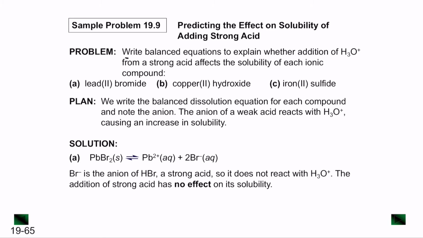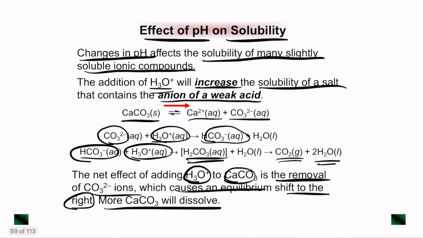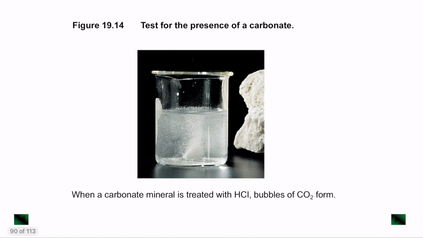So what are they asking next? Write a balanced equation to explain whether addition of H3O+ from a strong acid affects the solubility of each ionic compound. First, you have lead(II) bromide. The acid will only have an effect when the compound contains the anion of a weak acid. So let's take lead(II) bromide.